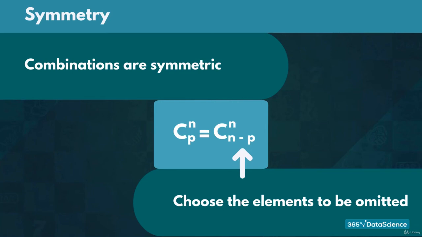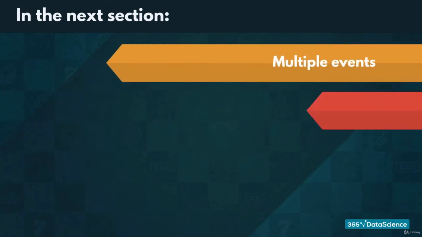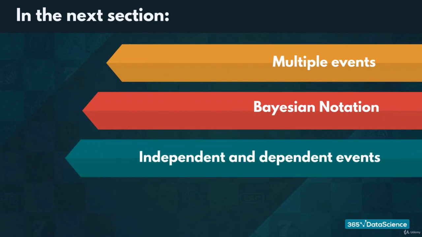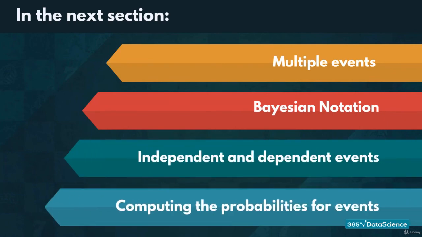So far, we've studied a significant amount of probability theory. In the next section, we will deepen our knowledge by learning how to deal with multiple events, introducing you to Bayesian notation, independent and dependent events, and how to compute the probabilities for these events.